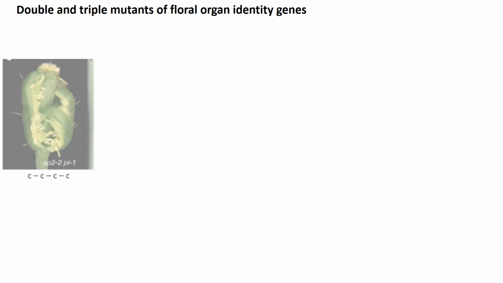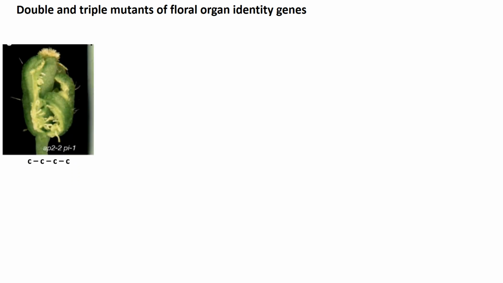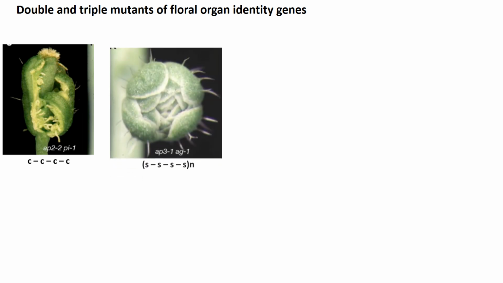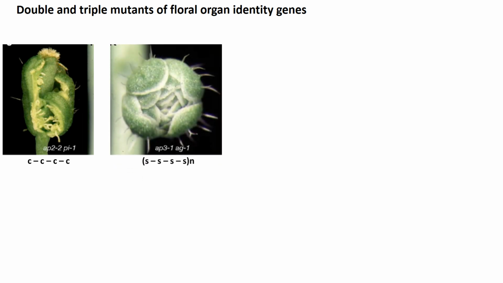The ABCE model enables prediction of double and triple mutants of the floral organ identity genes. The AP2 PISTILLATA double mutants show a loss of A and B class gene functions, which leads to the formation of carpels in all whorls, while the AP3 AGAMOUS mutants show the loss of B and C class gene functions and develop sepals in all whorls.